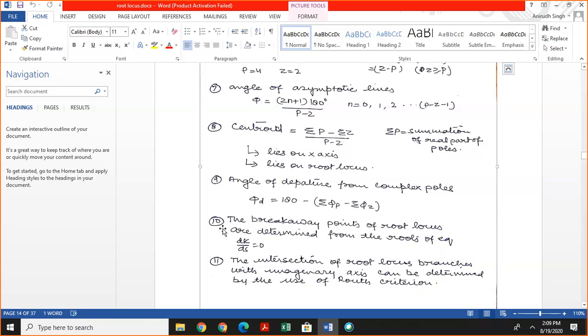Next is the breakaway point. The breakaway points of the root locus are determined from the roots of the characteristic equation. If you want to determine the breakaway point, first form the characteristic equation, then differentiate it with respect to s, equate that to 0 and calculate the roots. Next, the intersection of root locus branches with the imaginary axis can be determined by the use of the Routh criteria.